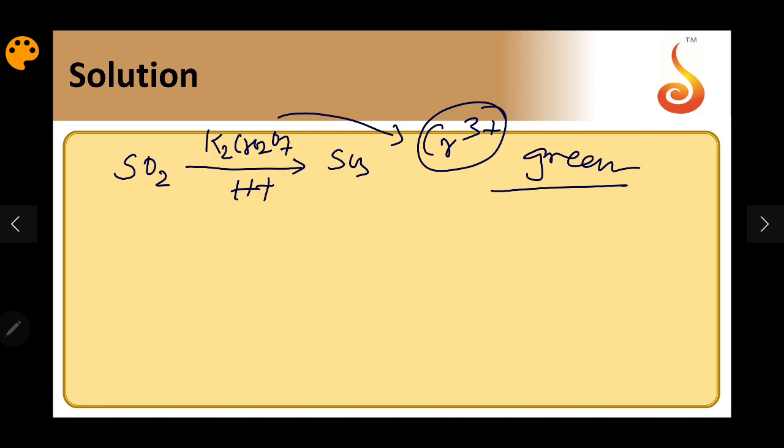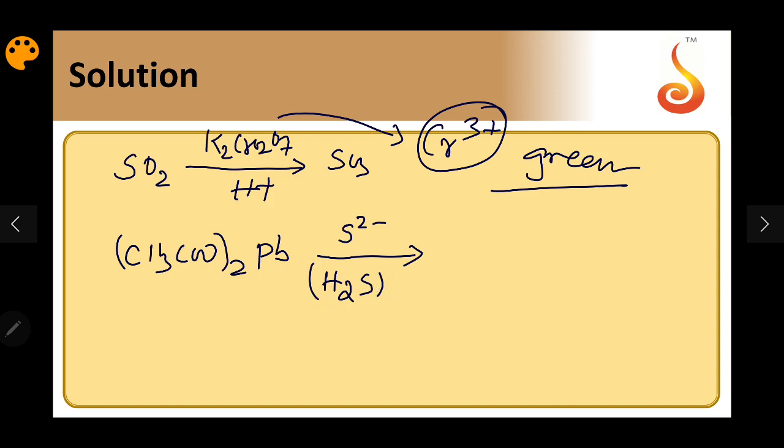Same way, the second one is given: the gas is converting lead acetate to a black color. So lead acetate will be (CH3COO)2Pb. If I want to convert this to black, I have to get sulfide, S2- or H2S. H2S should be there. Then it becomes PbS, which is black.